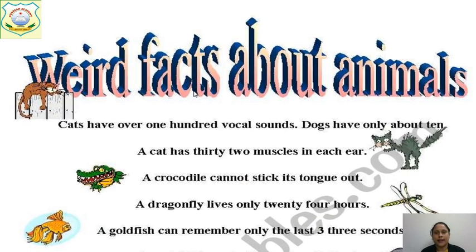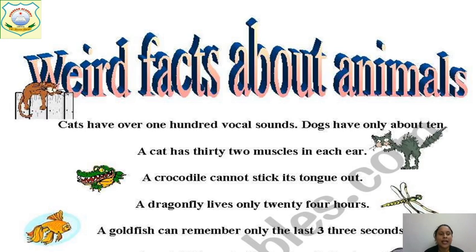So let's see the important facts about animals. Cats have over 100 vocal sounds. Dogs have only about 10. So here we are going to study the various facts about animals.